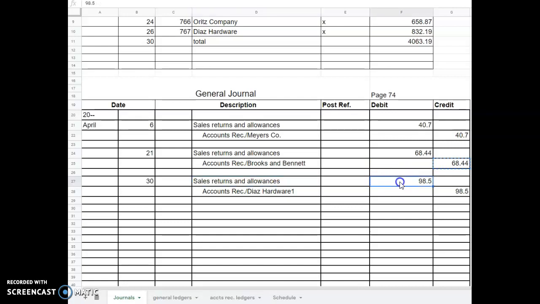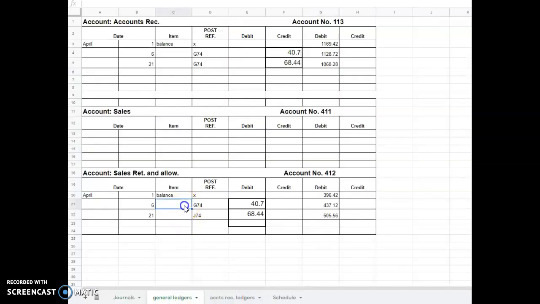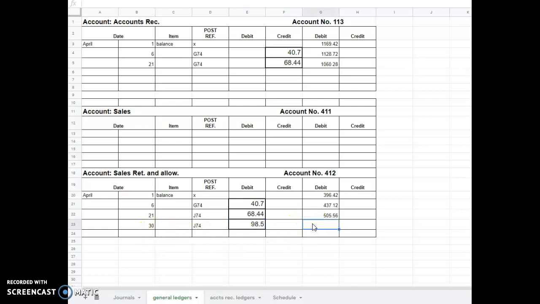So again, sales returns and allowances is a debit of, oops, my bad, $98.50. So we go back down to our general ledger, to our sales returns and allowances. Our date here is the 30th. Okay, we debit. So again, we're going to add. I wonder if I use just pull down here. Yep, there we go. So it just automatically filled my formula in for me there.